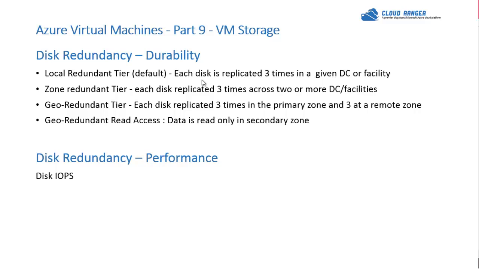So if one of the disks fails or whatever happens, you still have the data in that same data center in 2 other locations. That will ensure that a broken disk is not going to be an issue. But then you might say, okay, I don't want my data to be in the same location or the same data center. That's why we have the zone redundant tier. Here, each disk is replicated 3 times across 2 or more data centers. However, they're in the same zone.